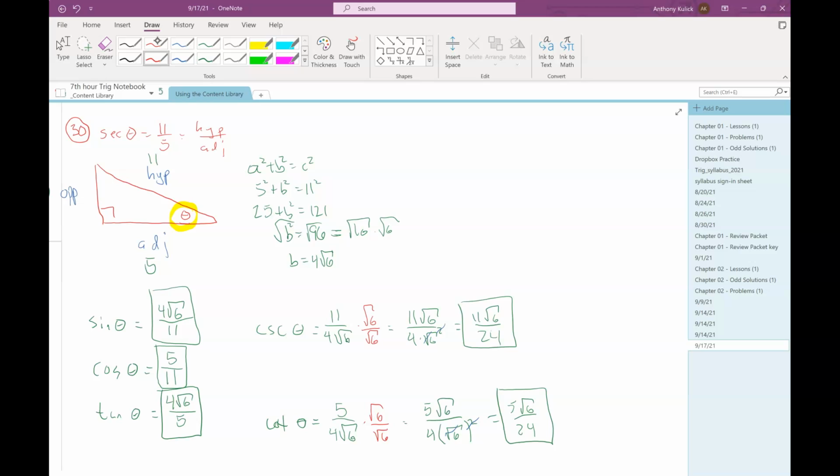So you're basically just following the steps of the SOHCAHTOA. Yeah. And you're plugging in your variables. Yeah, that's it. You're basically using SOHCAHTOA to build your triangle, and once your triangle's built, you're using SOHCAHTOA to fill in the other trig functions. Okay.